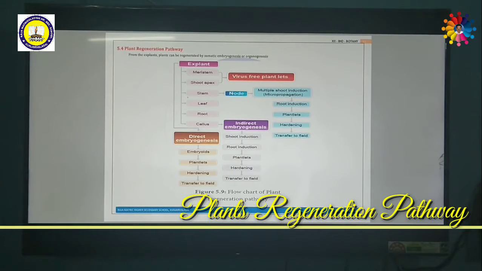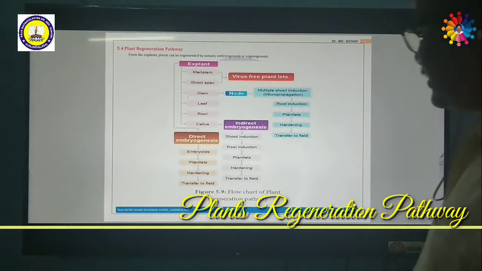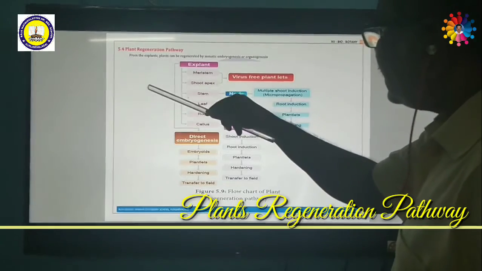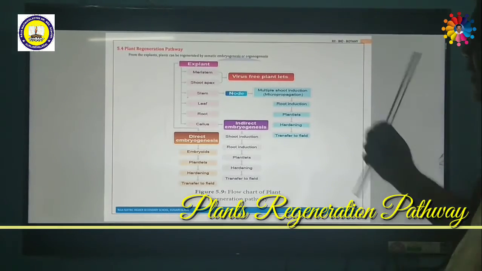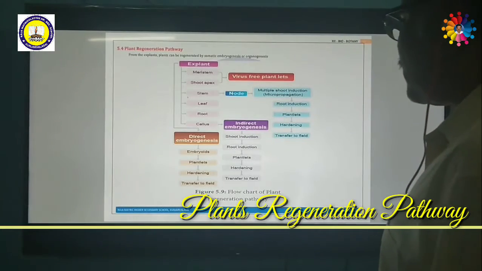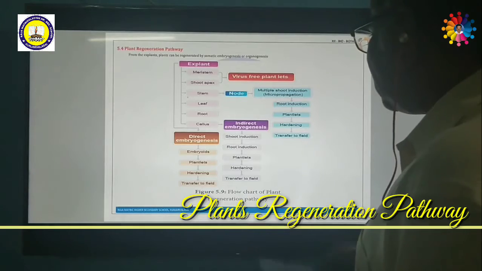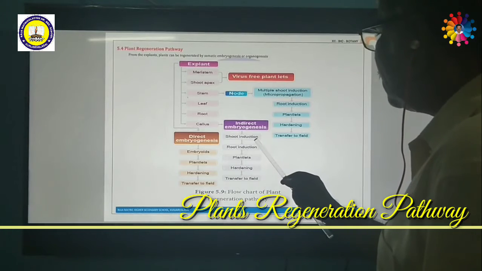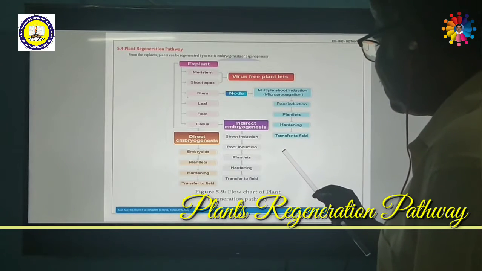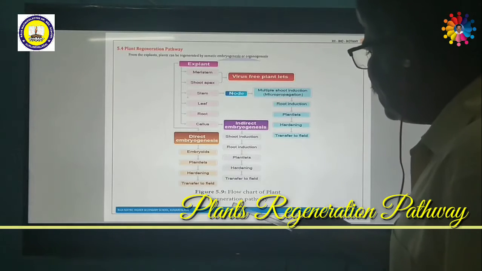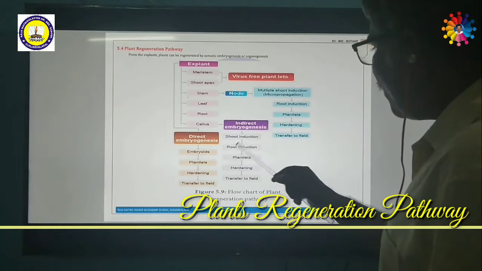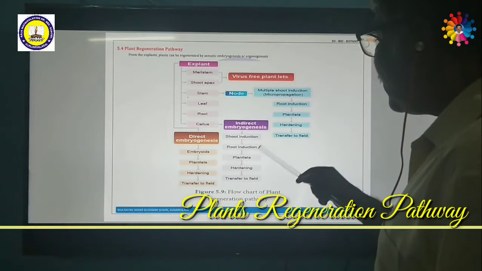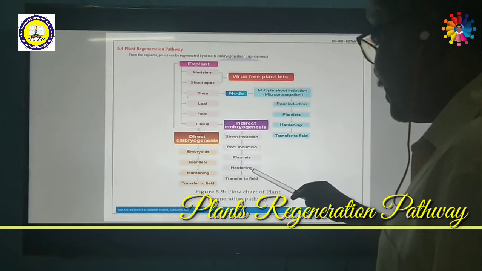So an indirect method is also there. Direct method means we collect the material directly from the plant. But in the indirect method, we collect callus from the tissue culture laboratory. This callus will produce shoot induction. Shoot induction is called caulogenesis, and afterwards root induction may be formed. If root induction is formed, this is called rhizogenesis. Then when both shoot and root are formed, a plantlet is formed. Then hardening is done, then transfer to the field.